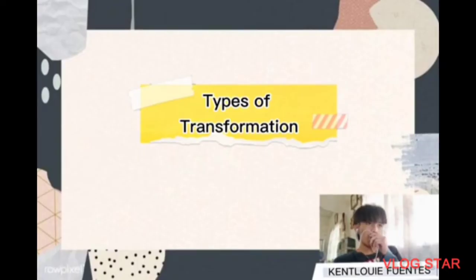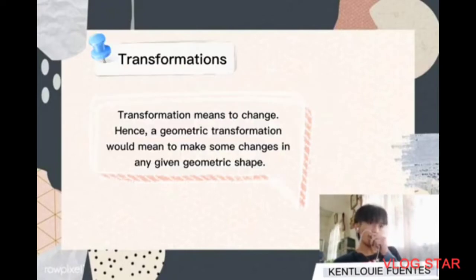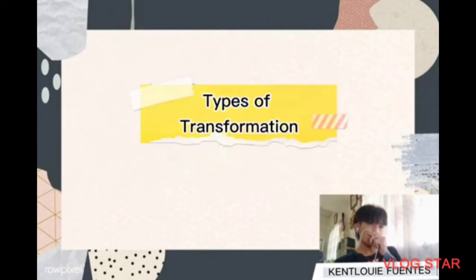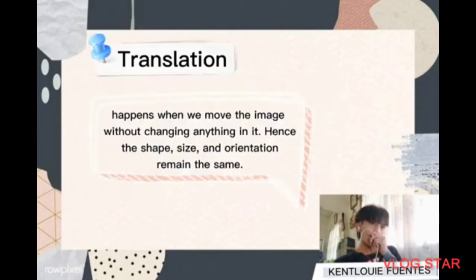Hi, I'm Louis Prentice. I'm here to discuss types of transformations. Transformation means to change, hence a geometric transformation would mean to make some changes in any given geometric scene. Types of transformation. Translation happens when we move the image without changing anything in it. Hence the shape, size, and orientation remain the same.